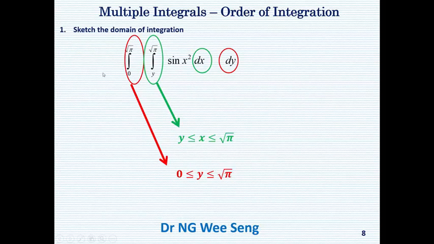So we do step 1, we sketch the domain of integration. And to do so, we make use of the integration limits. First, y will lie between 0 and the square root of pi. So the one in red. As for x, it will lie between y and square root of pi. So think of these two as functions of y. This is a constant function and this is the straight line, x equals y.